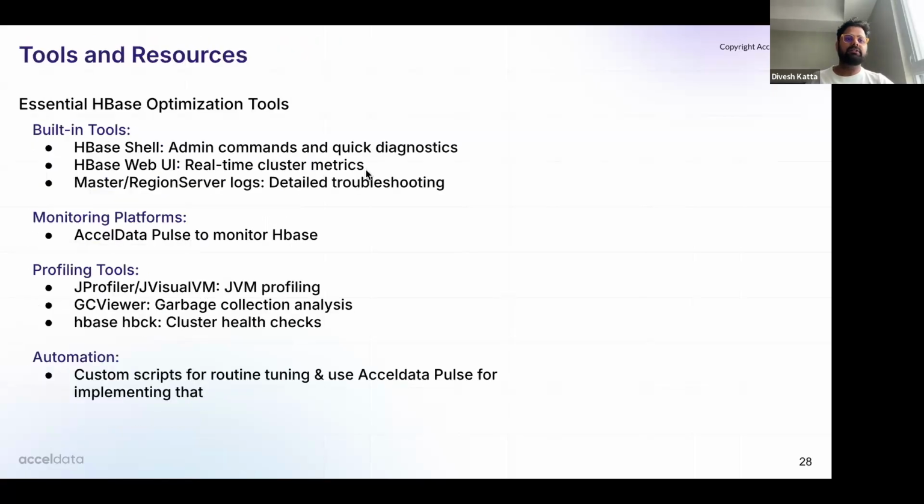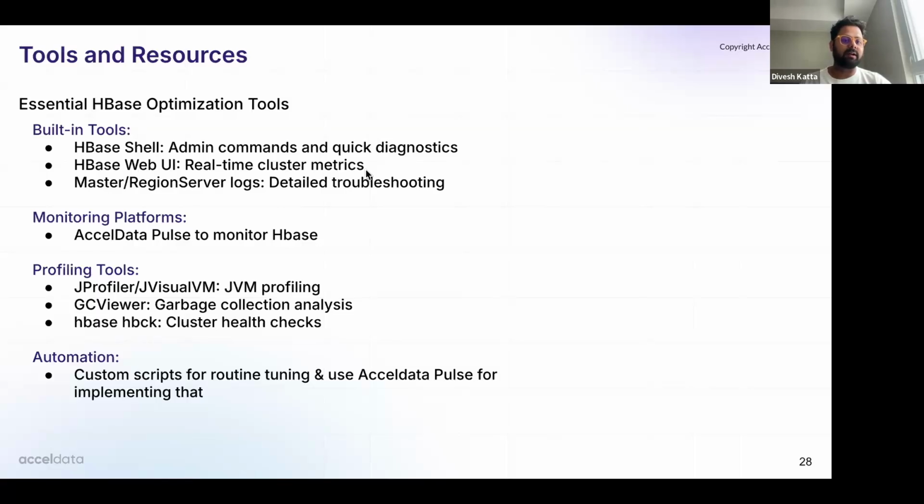Tools and resources. The right tools make optimization much easier and more reliable. Start with the built-in HBase tools. They are free and provide most of what you need. The HBase shell is invaluable for quick diagnostics and administrative tasks. The web UI provides real-time metrics and is particularly useful during optimization changes. Don't overlook the logs. They contain detailed information about what's happening under the hood.